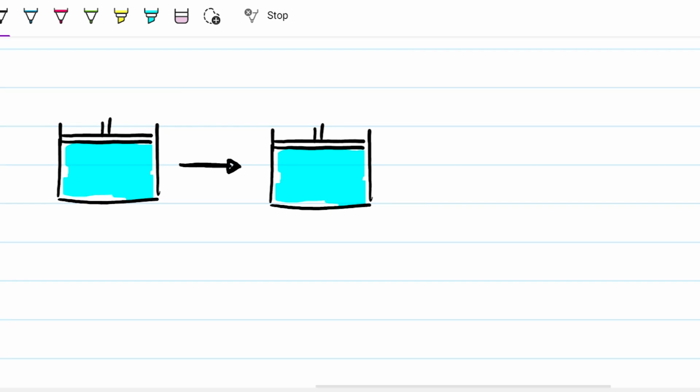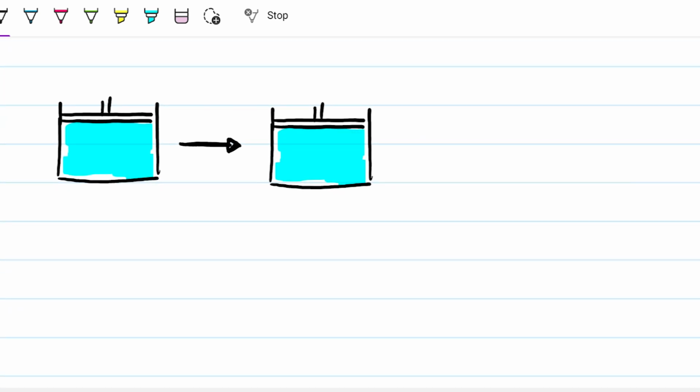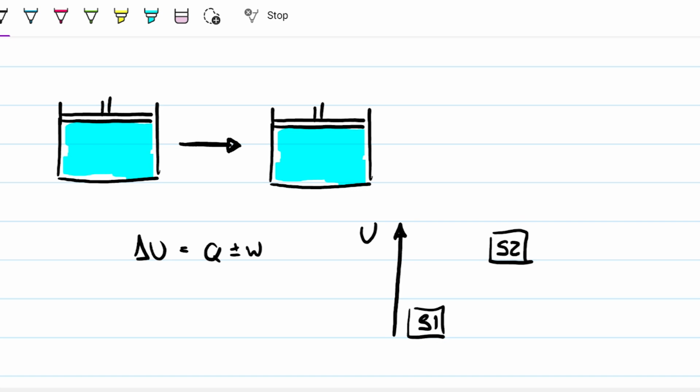So we have a system going from one state to the other, and my delta U has to be equal to Q and work. Okay, so let's assume that my delta U is increasing. So I have my state 1 here, and I'm going into my state 2 here. Okay, for that to happen, there are a couple of options.